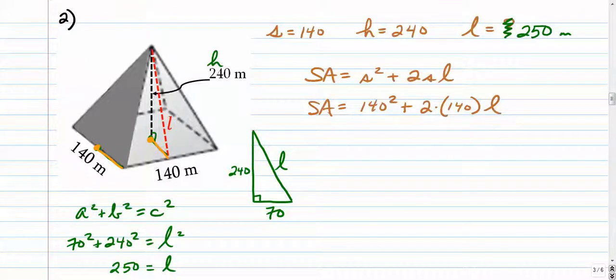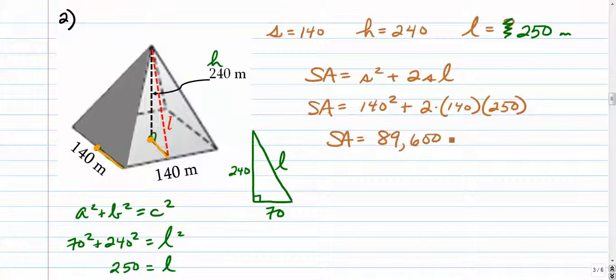So that's what we're going to put right here. We're going to put 250 right there, and we'll just put that all into our calculator. It's a pretty big number again, 89,600 square meters, and we're done.